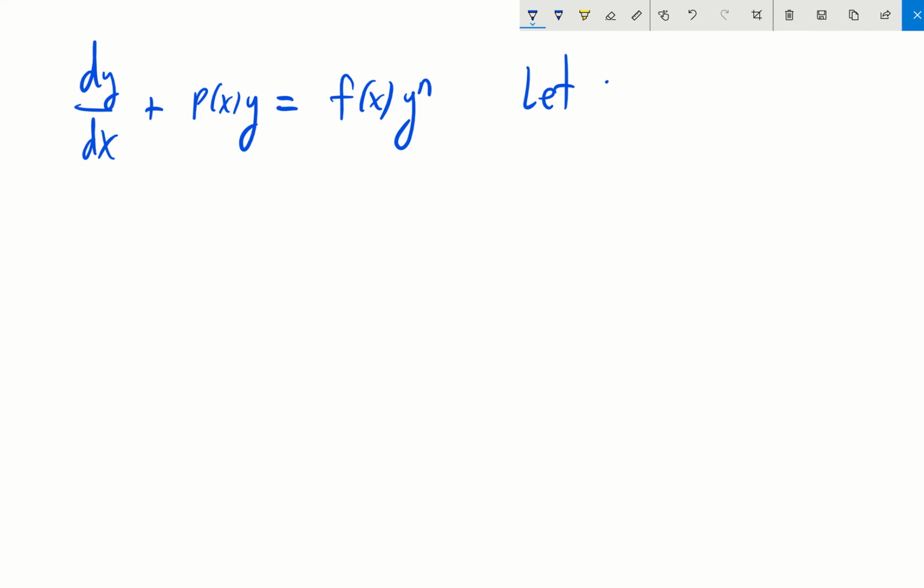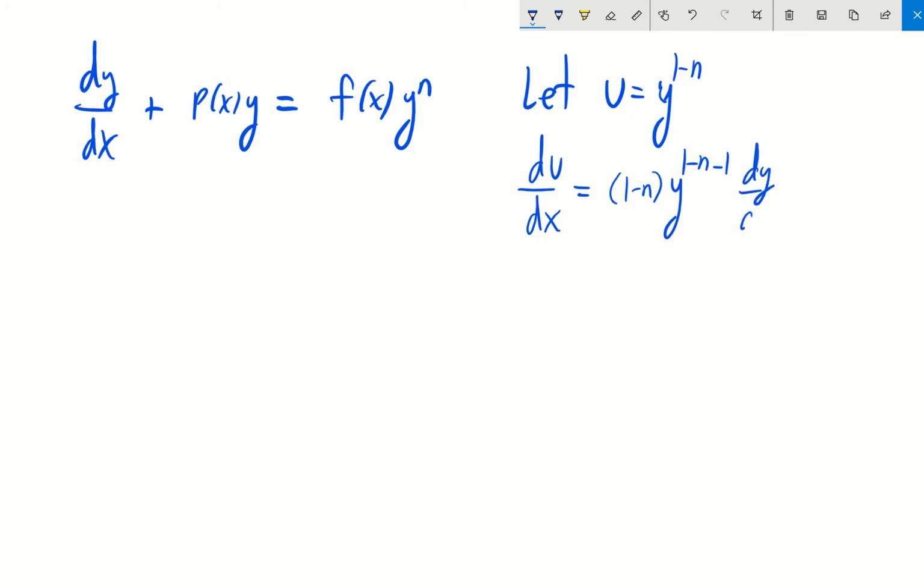So let's let u equal y to the 1 minus n. And now let's compute the derivative with respect to x of both sides. So du/dx would be equal to the derivative of y raised to the 1 minus n. We bring the power down, this would be y to the 1 minus n minus 1. And then from the chain rule, or thinking of it implicitly, the derivative of y with respect to x would be dy/dx. Here the ones cancel, and so du/dx is equal to 1 minus n times y to the negative n dy/dx.